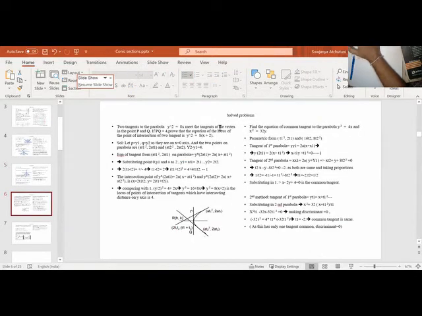See the next one. This is a slightly difficult problem. Let us understand. Two tangents to the parabola. These are the two tangents to this parabola. They meet tangents at the vertex. So this line PQ is the tangent at the vertex, meeting the two tangents at points P and Q, and this distance PQ is 4.